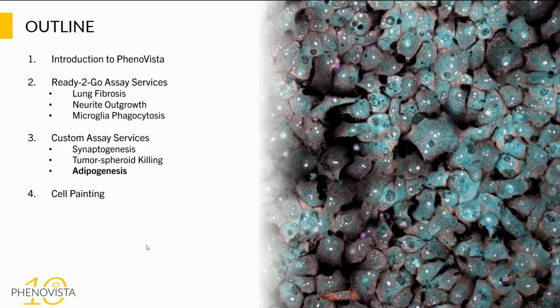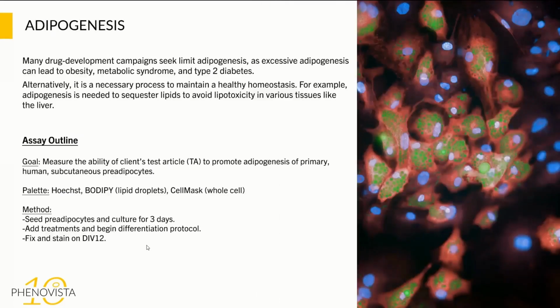And the final one I'll go over here before delving into cell painting is adipogenesis, because this one seems to be picking up popularity lately with some of our clients and questions that they have. A lot of drug development campaigns are looking at either limiting or promoting adipogenesis. Excessive adipogenesis can lead to a lot of different problems like metabolic syndrome, type 2 diabetes, obesity. But on the other hand, regulating this process in general is important because we do need it. It is necessary because adipogenesis helps to sequester the lipids in the body to avoid lipid toxicity from overaccumulation in different tissues like the liver or the heart.